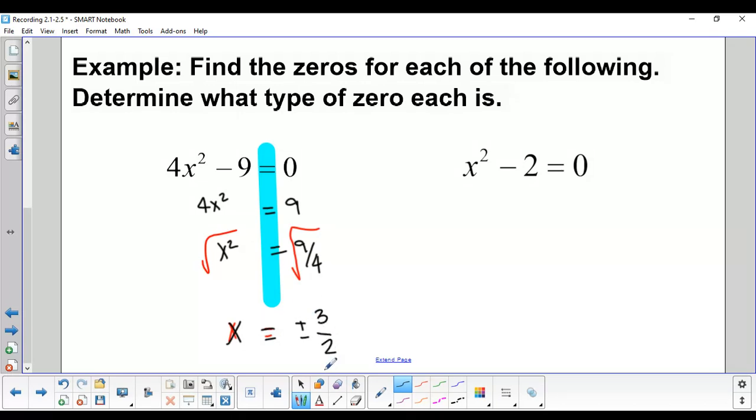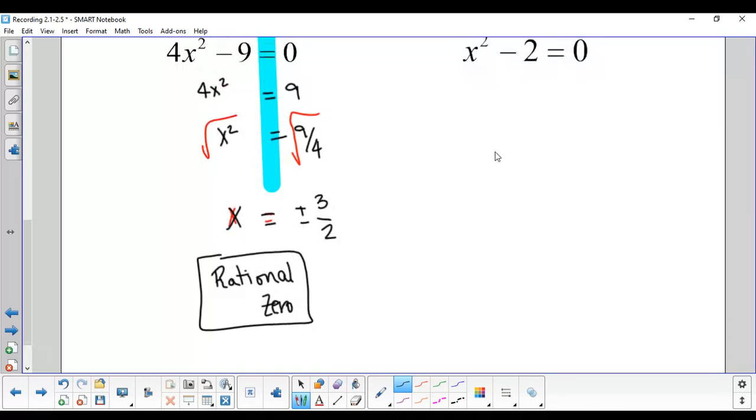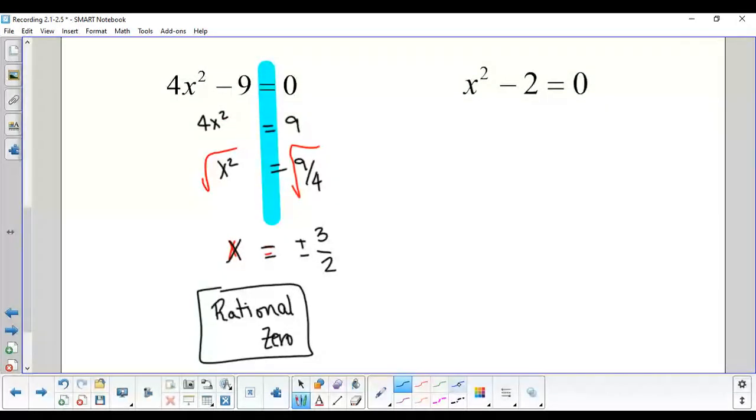Now, 3/2 is what we call a rational zero. So a rational number is any number that can be written as an integer or as a fraction of integers. So this is a rational zero, and there are 2 of them. There is the positive 3/2, and then there is the negative 3/2. Okay, let's take a look at the next one.